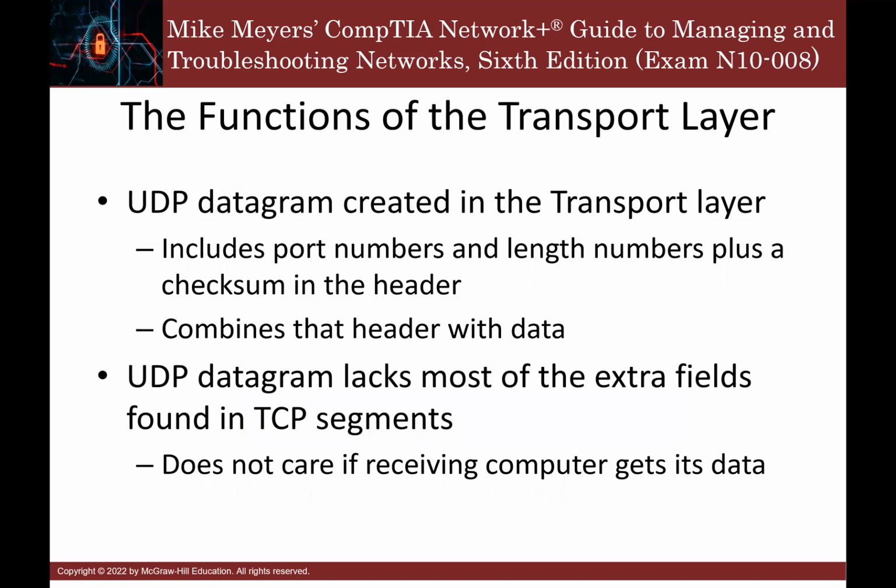All right, so a UDP datagram created at the transport layer includes port numbers and length numbers plus a checksum. Now they both do have a checksum, and then it combines the header with the data. A UDP datagram lacks most of the extra fields found in TCP segments, and it doesn't care if the receiving computer gets the data. It leaves that to the application to deal with.